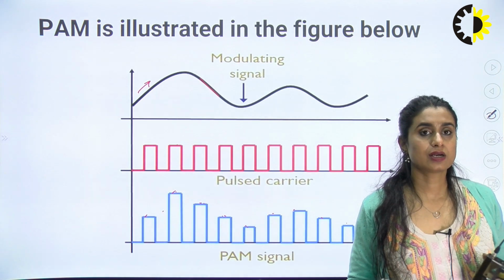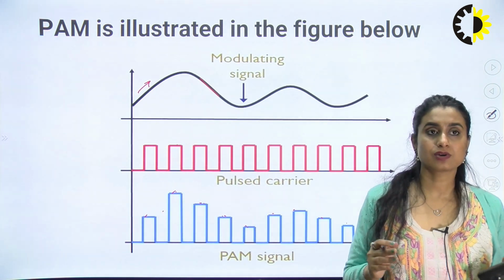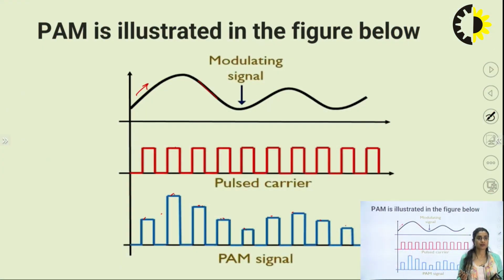For that, we need to understand how sampling takes place and what are the various types of sampling, which we have covered in the previous lecture. Sampling is the process of converting a continuous time signal into discrete time signal, right? So sampling is of three types, which is instantaneous sampling, flat top sampling, and natural sampling, right?